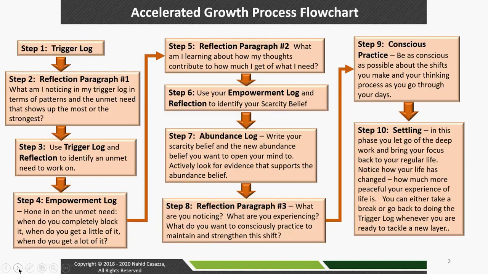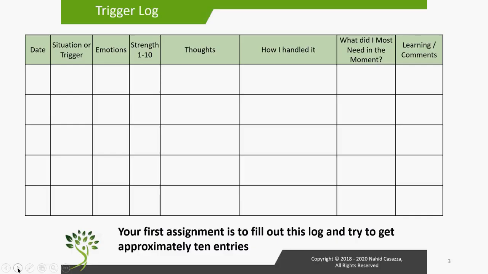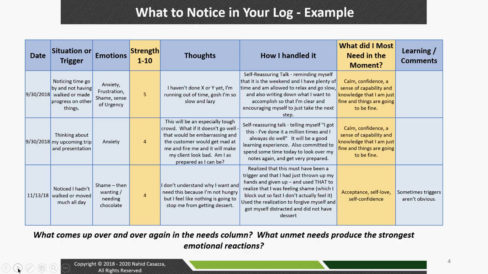What we're going to do today is talk to you a little bit more about what I mean when I talk about unmet needs. So you've been working on a trigger log, and by now you should have at least 10 entries, and you should be noticing some patterns. And you'll notice that in one of these columns, I keep asking you, what did I most need in the moment? So why am I asking you that? Well, I'm asking you that because that's where you're going to get your data to help you decide where to go next in the program.